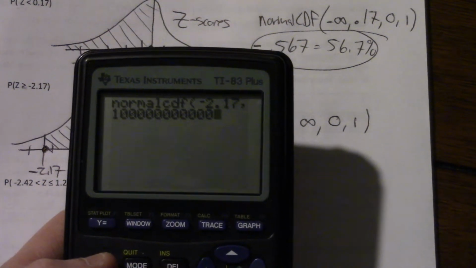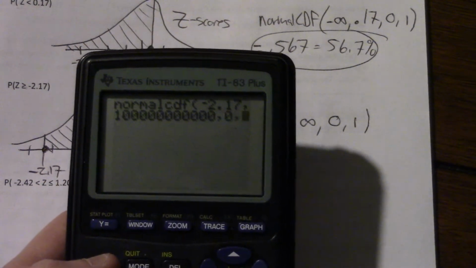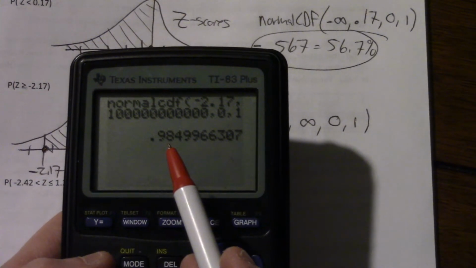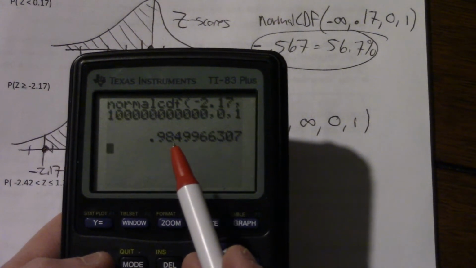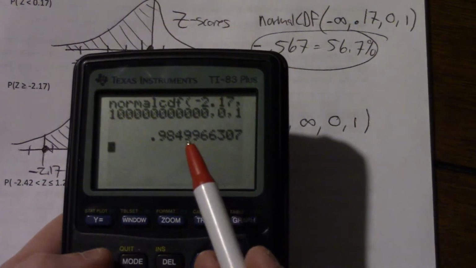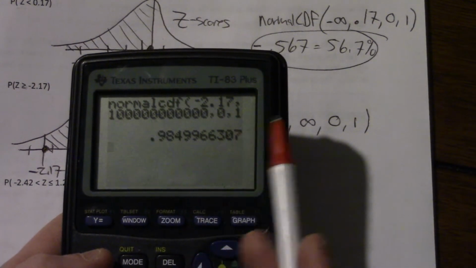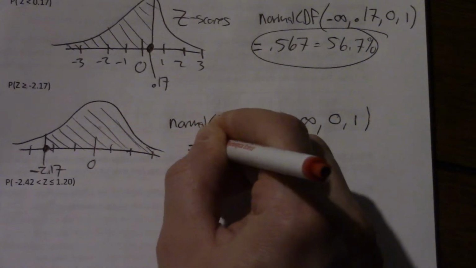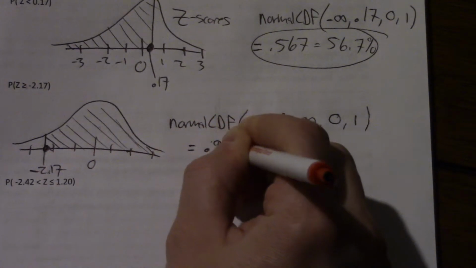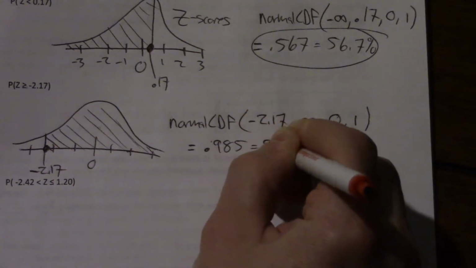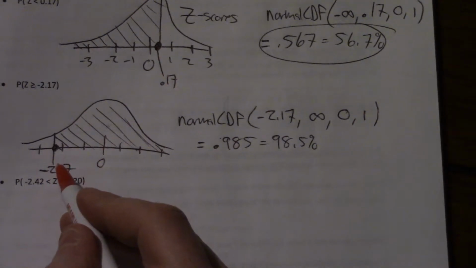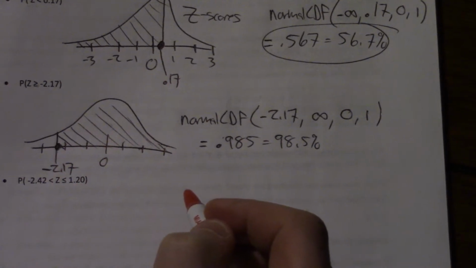With a bunch of zeros. Mean of 0, standard deviation of 1. And, as expected, we're above 95%. We're 0.985 if we round to 3 spots. So 98.5% of z-scores will be above or equal to negative 2.17.